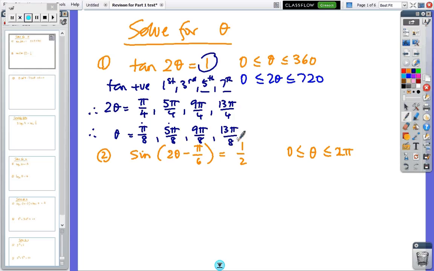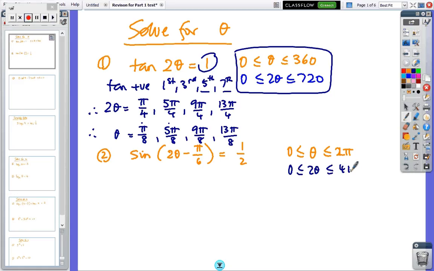Okay, so that's the first one. Next one. Don't forget, that's what you have to do. So now we go 2 theta again, so 0 to 4 pi, and then minus pi on 6 from both ends. 4 times 6 is 24, so subtract: 23 pi on 6.